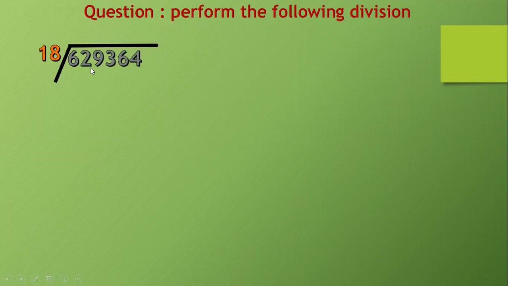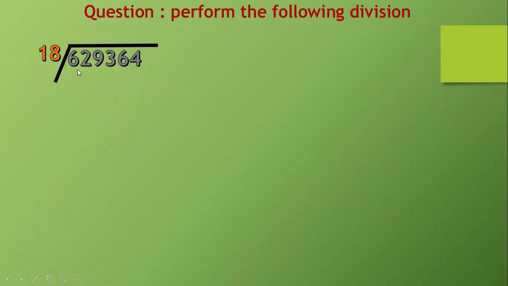Now students, we will solve some question related to division, and the question is, perform the following divisions. Two numbers are given and our dividend is a 6-digit number and divisor is a 2-digit number. 629,364 is our dividend and 18 is our divisor. First of all, compare the two most left digits of dividend with the divisor. Means compare 62 with 18.